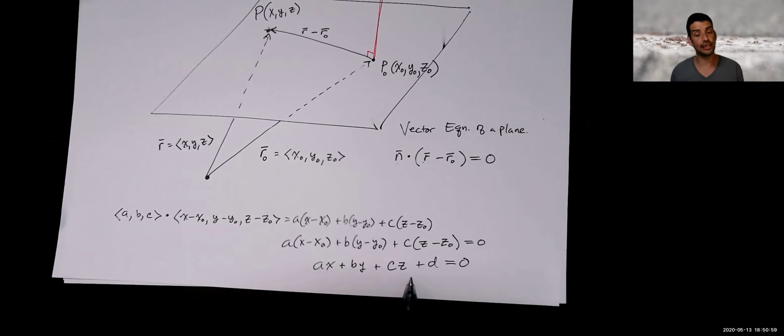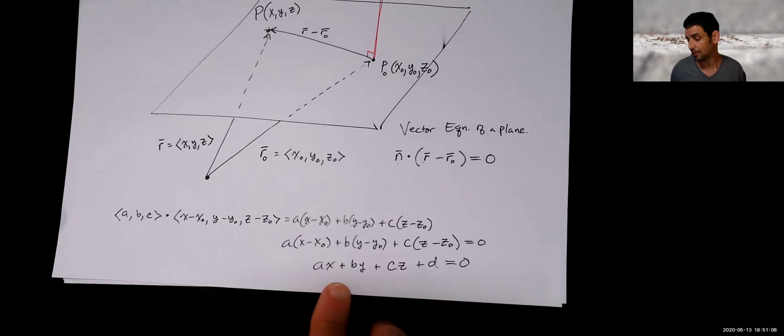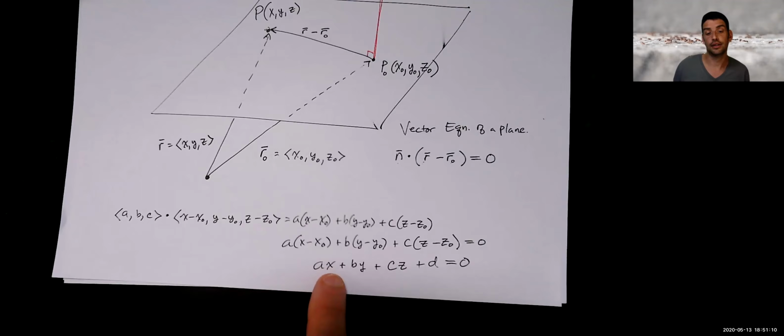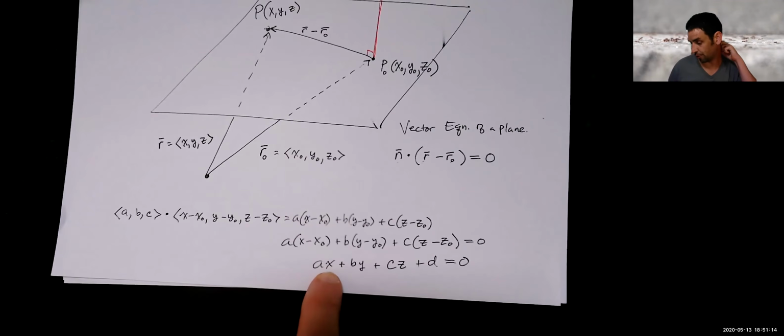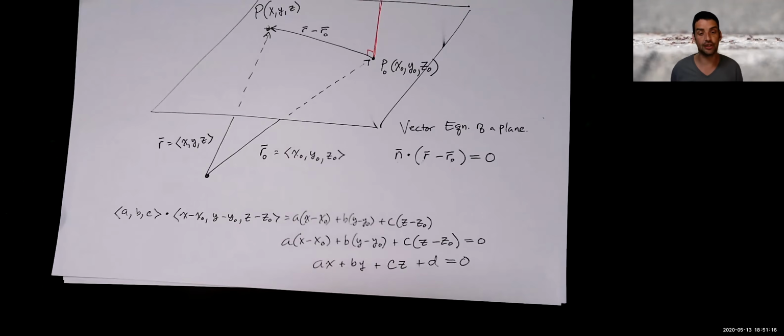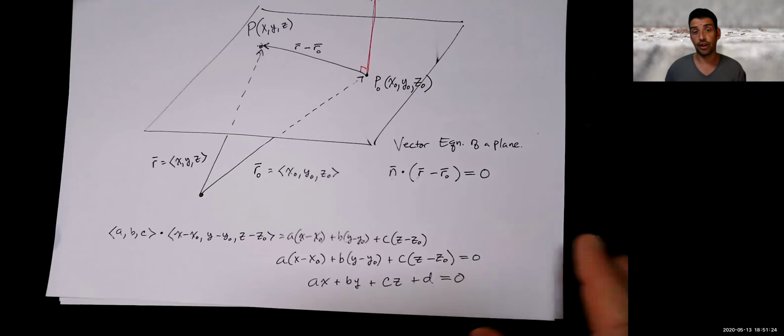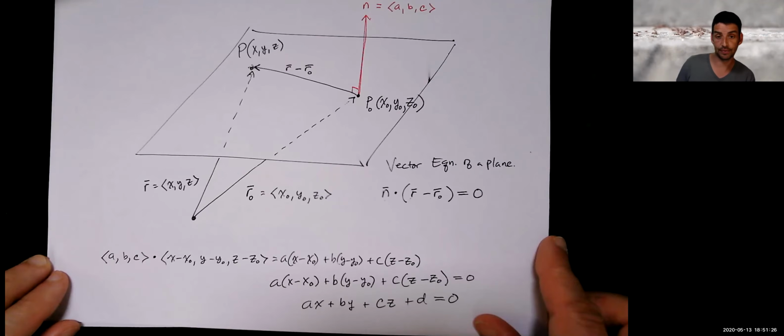Notice these are linear in x, y, and z, right? And a line in 2 dimensions is linear in x and y. Neither one of them is squared or a root power or something like that. They're just simply x to the first power, y to the first power, right? They're linear functions of x, y, and z added together. That's what we mean by linear in x, y, and z. So that's our equation of a plane.